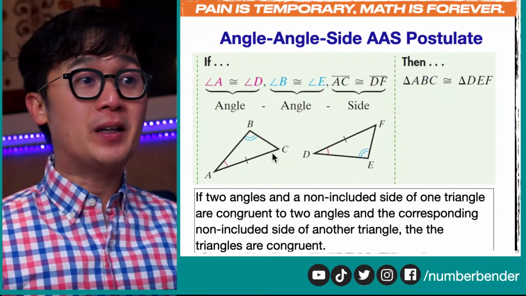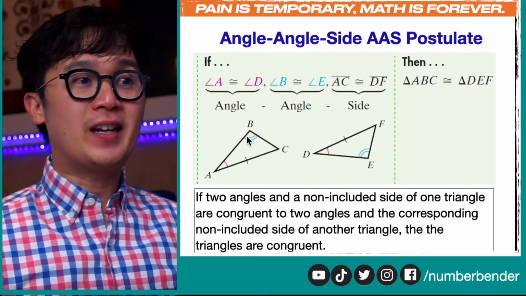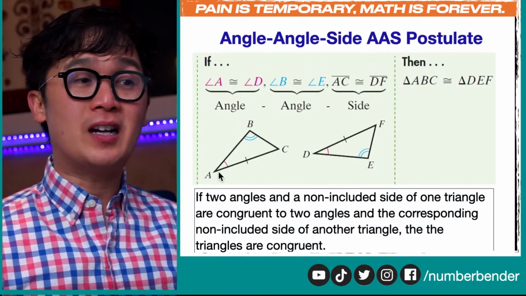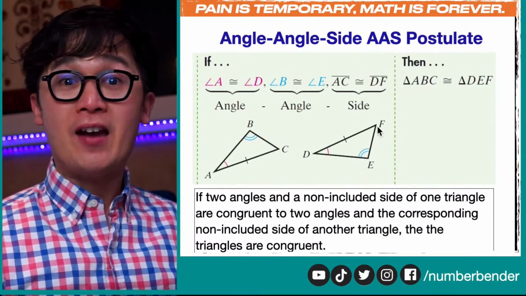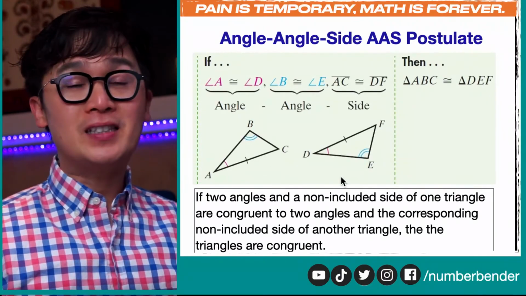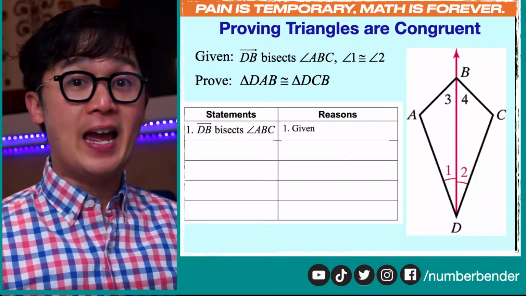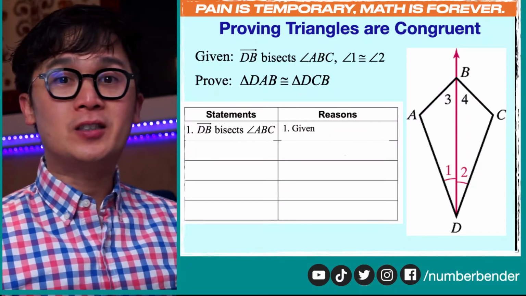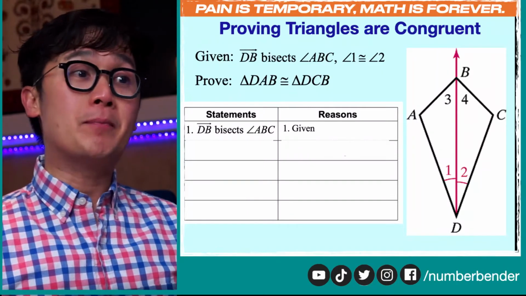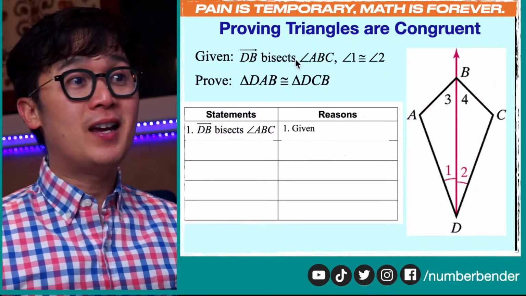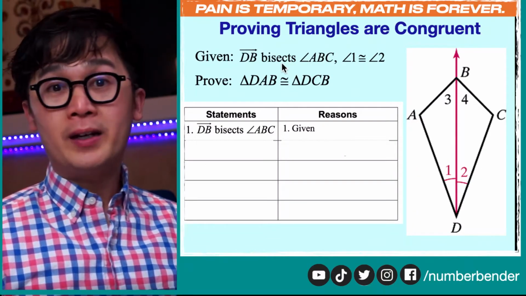So we have line segment AC that is congruent to DF, and it's non-included because you are seeing that angle B is detached from AC, and line segment DF is detached from angle E. So in this case, the AAS postulate holds, therefore ABC is congruent to DEF. So let's use these postulates to prove that two triangles are congruent, and we are seeing a kite-like figure and a bisector. And we know it's a bisector because it's given in the problem. DB bisects angle ABC, and angle 1 and angle 2 are congruent.